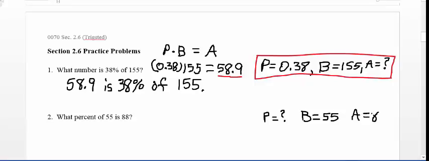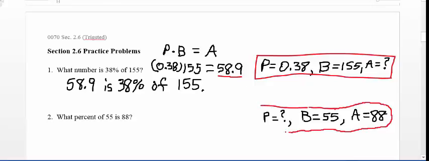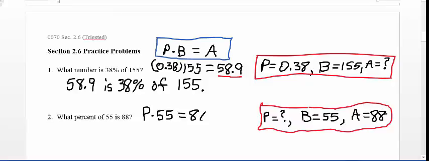In number 2, I don't know the percent. That's my unknown. I know that the base, which follows the word of, is 55. The amount, which follows the word is, is 88. So when I go to write my equation, this time it's the P that I don't know. I know B and A, but I don't know P. So P times 55 is 88.